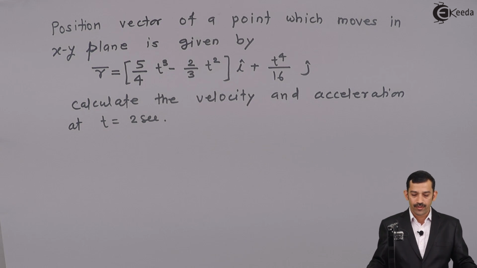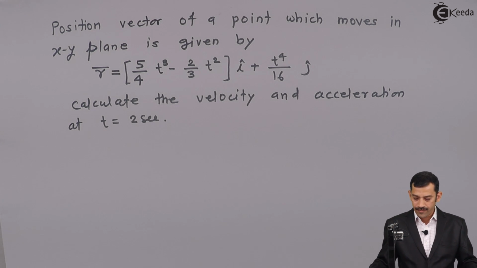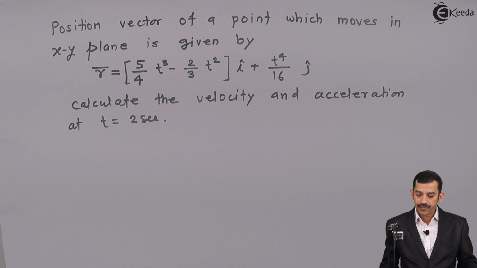Hi friends, we'll solve a problem on curvilinear motion. Just see what is given in the problem. The position vector of a point which moves in the xy plane is given by r bar equal to (5/4 t cube minus 2/3 t square) i plus (t raised to 4 by 16) j. Calculate the velocity and acceleration at t equal to 2 seconds.